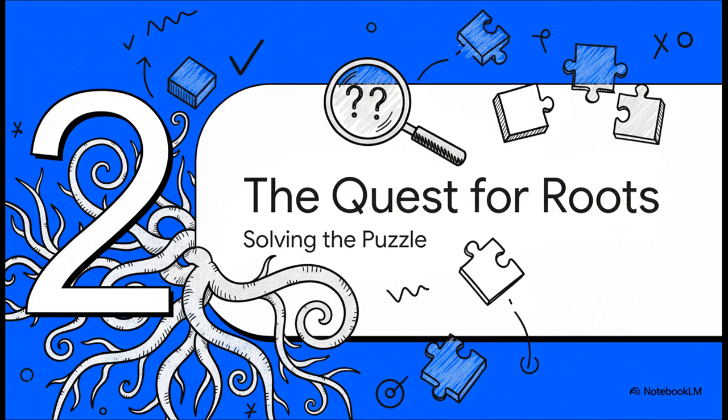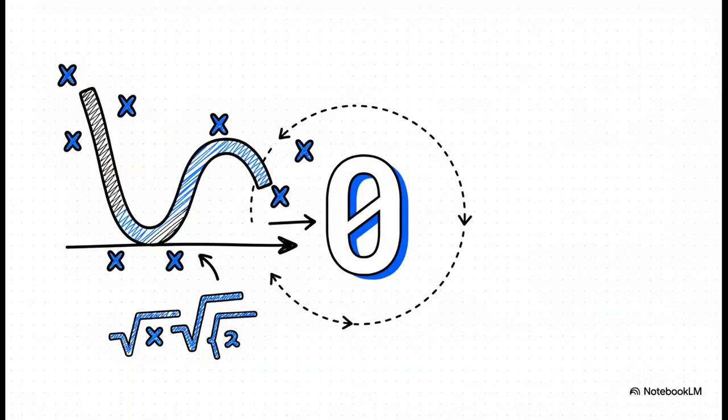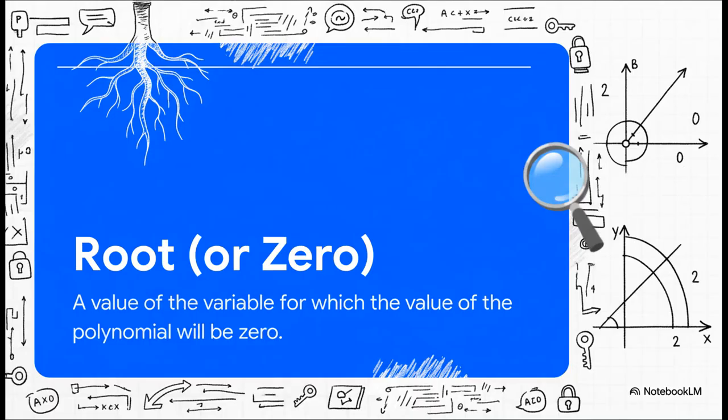Well, it's a quest for something called roots. So what's the goal of this whole quest? It all comes down to this number right here, 0. We are literally searching for the special magic values of x that will make that entire long expression equal to 0. And these magic values have a name. We call them roots, or sometimes you'll hear them called zeros. A root is just a number that, when you plug it in for x, makes the whole equation work out perfectly to 0. Finding the roots is cracking the code. It's the solution to our puzzle.